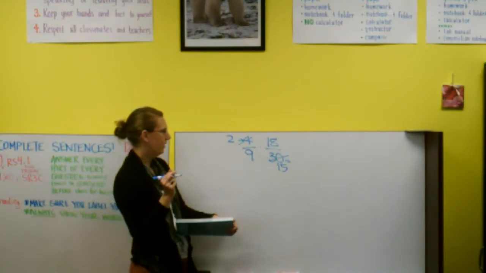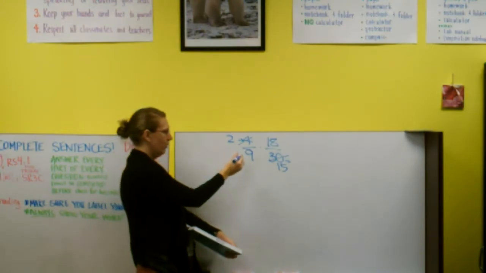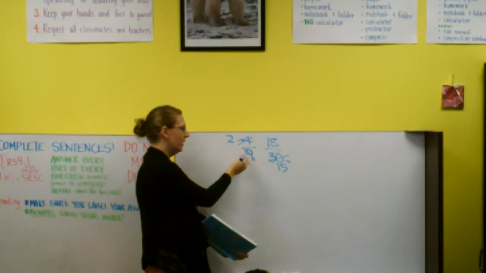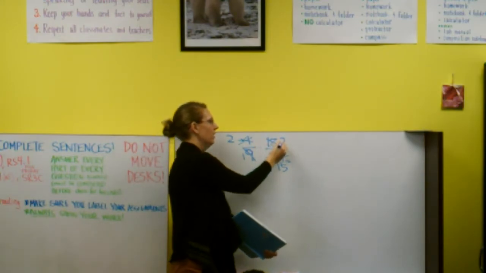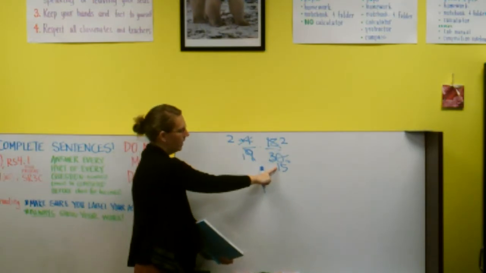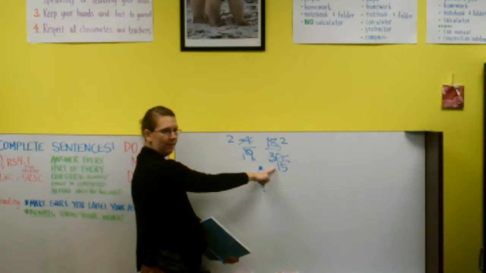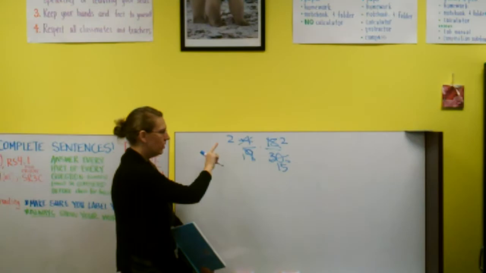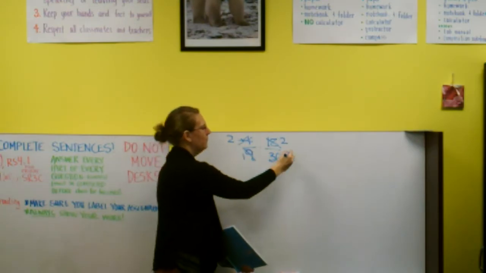What else can reduce? So the 9 and the 18. What do you want to divide them both by? 9. Okay, so 9 divided by 9 is 1, and 18 divided by 9 is 2. So now 2 and 1, 2 and 15. Do 2 and 15 have anything in common? No. Nothing for 2 and 15.